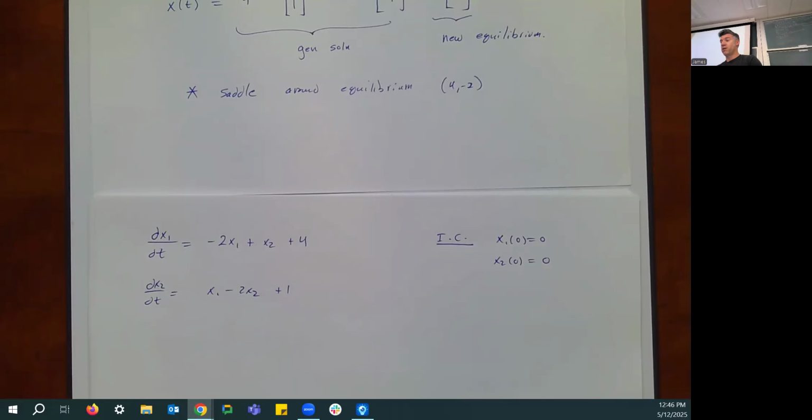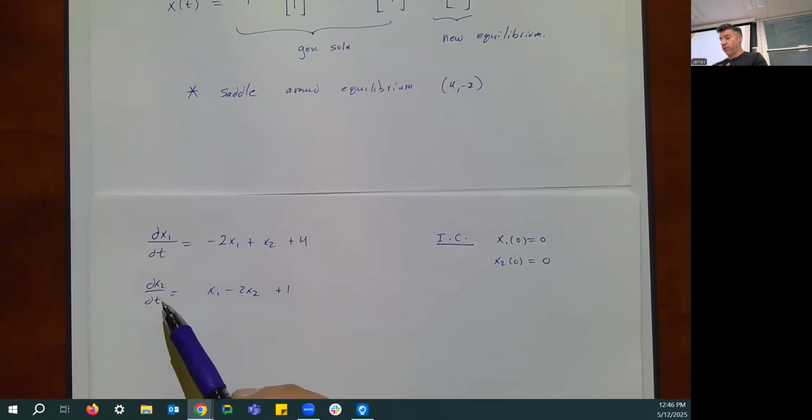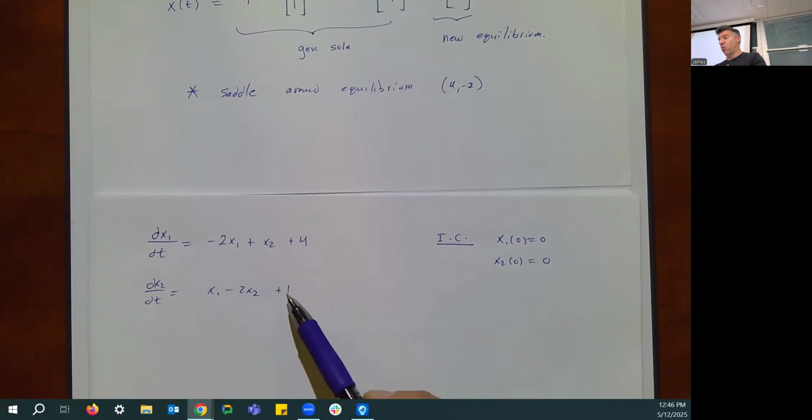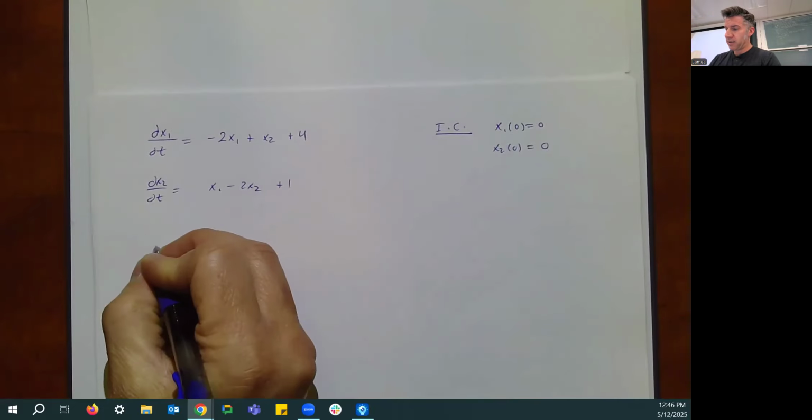I will point out that at the origin, we don't have an equilibrium. If you plug in 0 for x1 and 0 for x2, the rate of change of x1 is 4, and the rate of change of x2 is 1. So we're going to find the equilibrium because we do need to do that. We're going to set both equations equal to 0 and solve for x1 and x2. This one's going to be a little bit more work because it's not quite as easy.